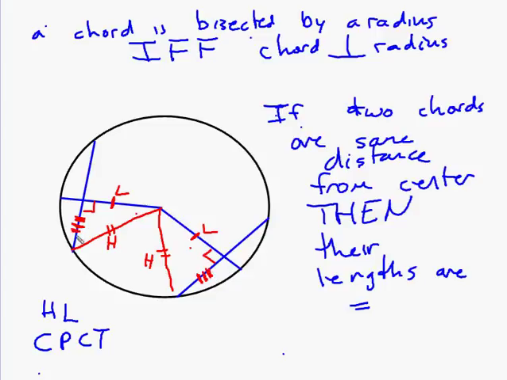But these whole segments right here, both those chords have been bisected. So these would be the same. Thus making this whole length the same as this whole length. So the chords would be the same. So thus, if two chords are the same distance from the center, then their lengths are equal. So let's use that for something.